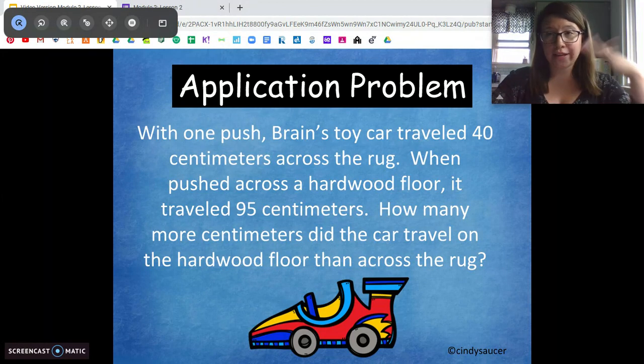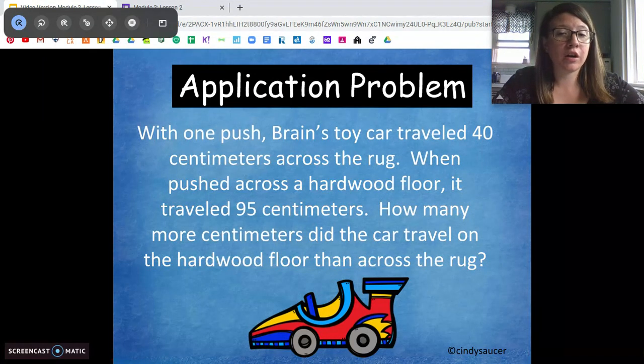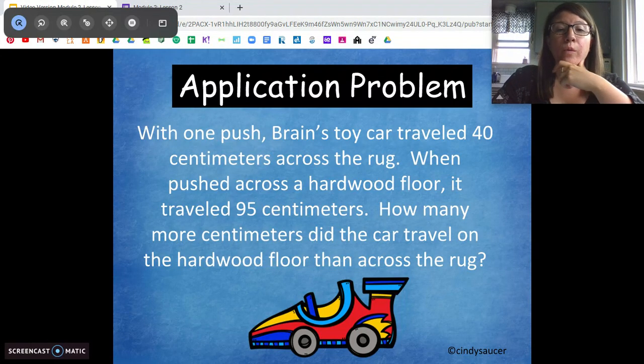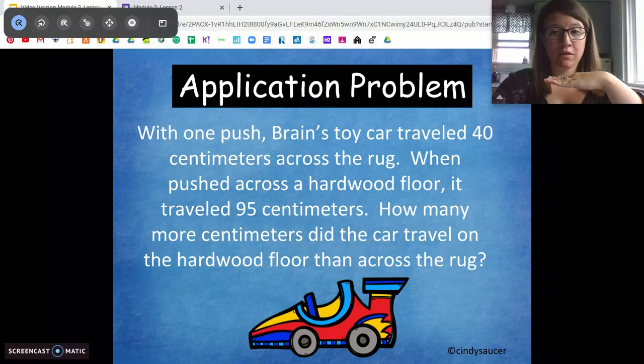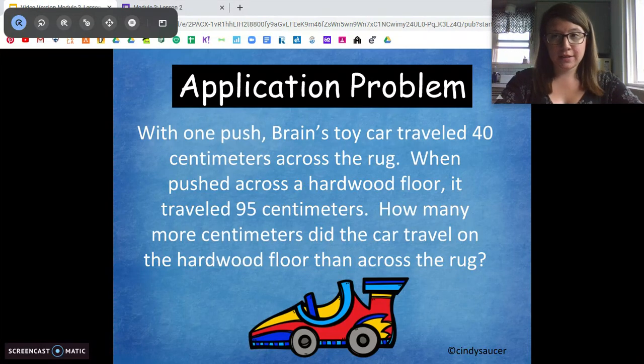I'll read it to you, and then we're going to take it step by step. With one push, Brian's toy car traveled 40 centimeters across the rug. When pushed across a hardwood floor, it traveled 95 centimeters. How many more centimeters did the car travel on the hardwood floor than across the rug? Now, before we start writing numbers down, I want us to figure out whether we are adding or subtracting. Talk with somebody at home, pause the video, talk with somebody at home about why we're either going to add or why we're going to subtract.